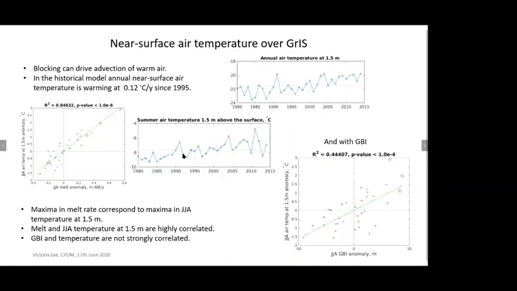temperature near the surface of the ice, we see it looks pretty similar to the melt rate time series. So the maximum values correspond to maxima of the temperature. And then if we look at the correlation, we get a very strong correlation with the melt rate, as you'd expect. So if we look at the correlation with the Greenland blocking, it's okay, but it's not great. But I think we can say that the atmospheric blocking is bringing the warm air onto the ice sheet.